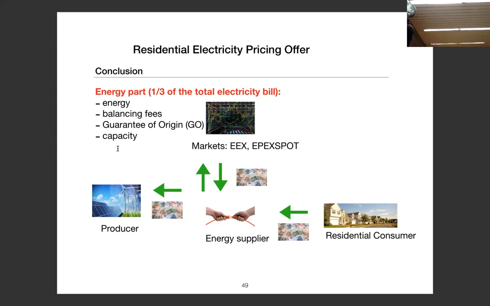And for that energy part, you have several subcomponents. You have the energy that you can buy on the energy market or directly from the producer. You have the balancing fee, so you have to make forecasts for consumption and for production, and try to balance the energy that you have and the consumption. If you want to make a green offer, you need to purchase some guarantees of origin, and you also have to comply with the capacity mechanism, which is a legal obligation. As an energy supplier, you have to buy some capacity with this mechanism to help the TSO balance the grid.